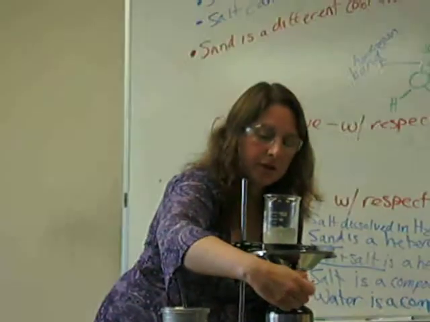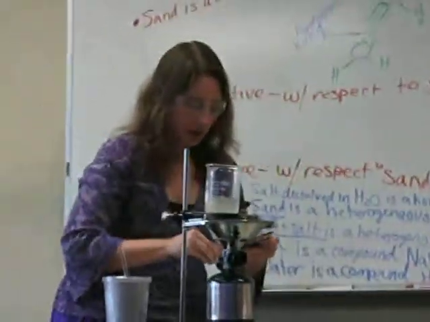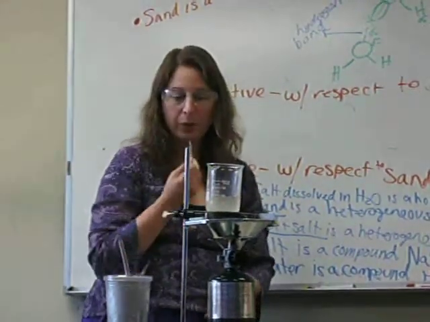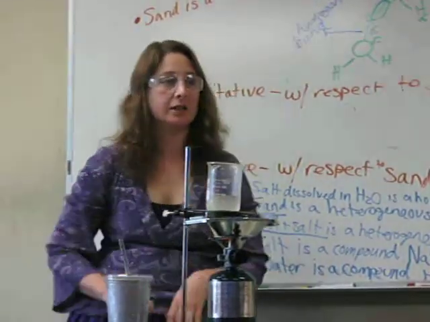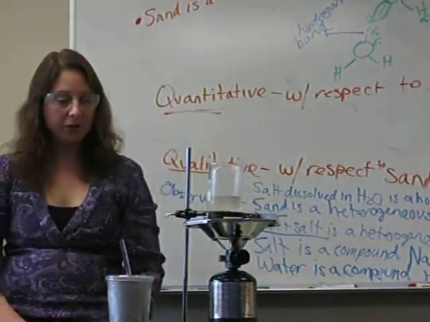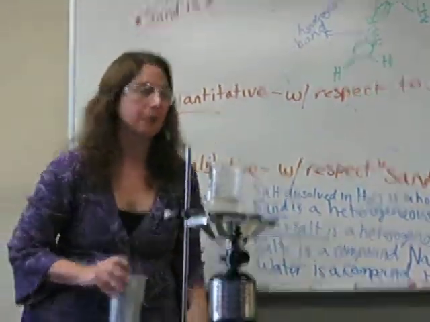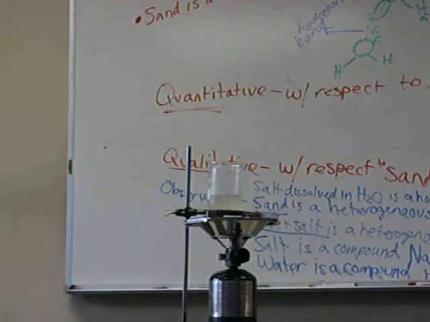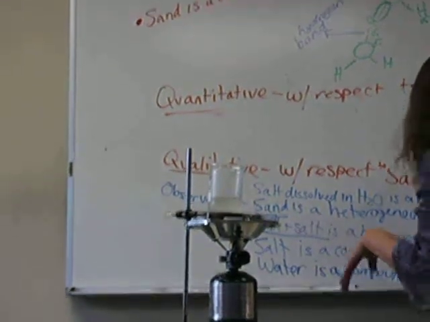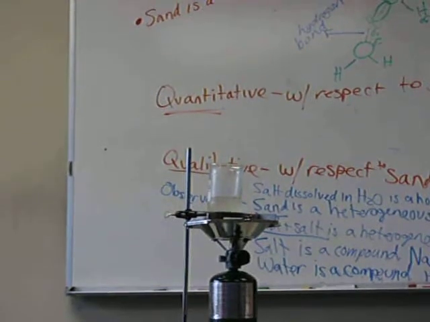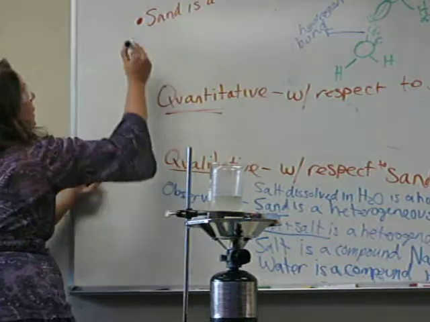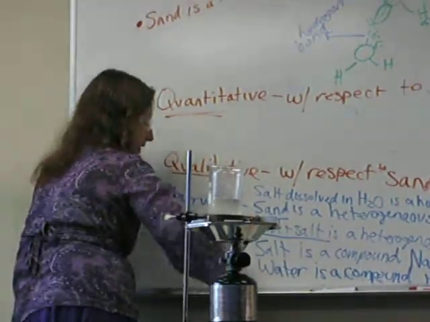Water's boiling point is 100 degrees Celsius. The melting point of salt is 700 degrees Celsius. So when we boil this water, the salt's not even going to be anywhere near melting, much less boiling. So the physical difference that we are using to separate this mixture is the difference in melting point and boiling point.